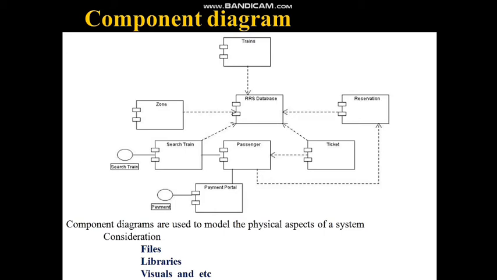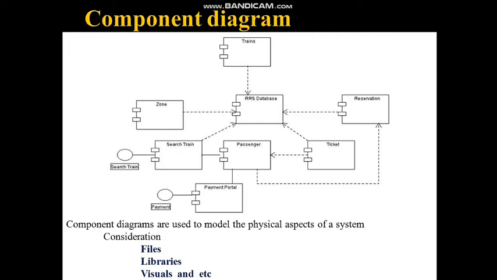Component diagrams are used to model the physical aspects of the system. Physical aspects are the elements such as executables, libraries, files and documents, and so on, which reside inside a node. This diagram is different from other diagrams. It does not describe the functionality of the system, but it describes the components used to make these functionalities.